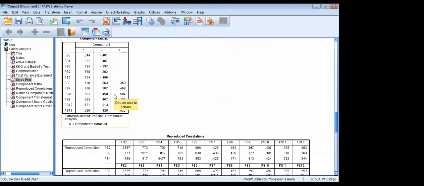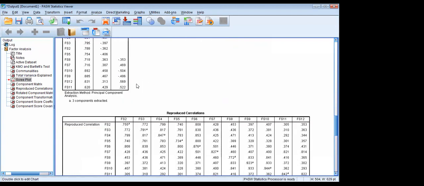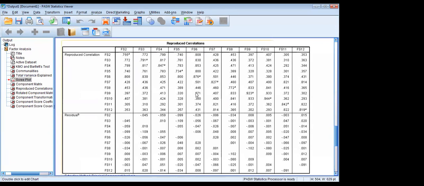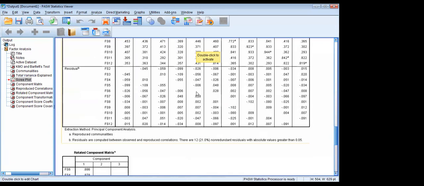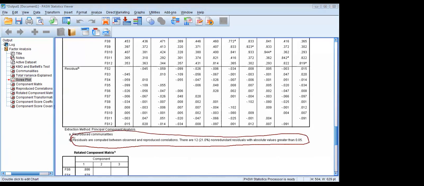Then next, component matrix. Leave the component matrix, no need. Go to reproduced correlation. Are you all with me? Reproduced correlation, right? Now look at this line. Residuals are computed between observed and reproduced correlations. There are 21% non-redundant residuals with absolute values greater than 0.05.